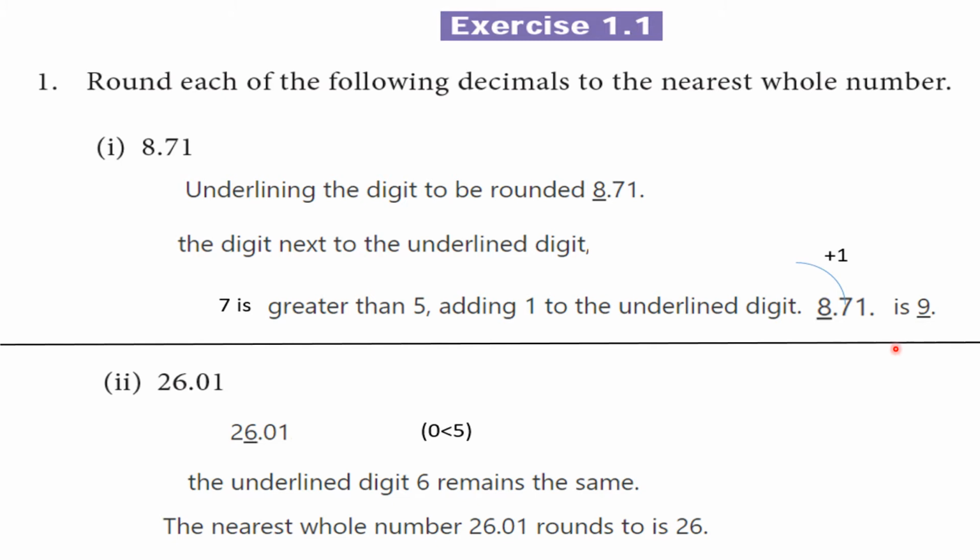Next question 26.01. Here underline digit 6. What is the digit next to the underlined digit? 0. 0 is less than 5. Therefore the underlined digit 6 remains the same. Therefore the whole number is 26.